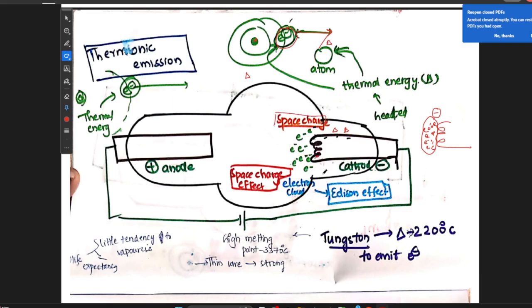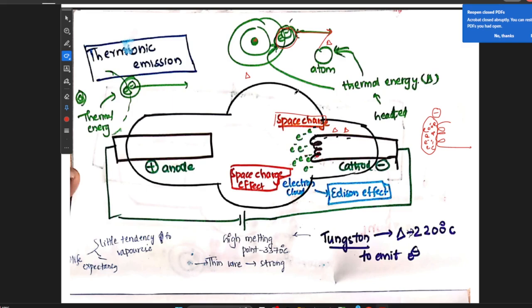Or electron cloud. So when the atom is heated, the electrons are released from the nucleus, and these electrons will travel a certain distance in front of the cathode, and these electrons are accumulated in front of the cathode. So the electrons which are accumulated in front of the cathode are called an electron cloud or space charge.